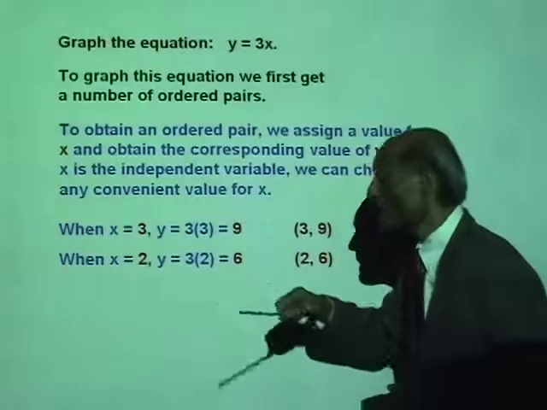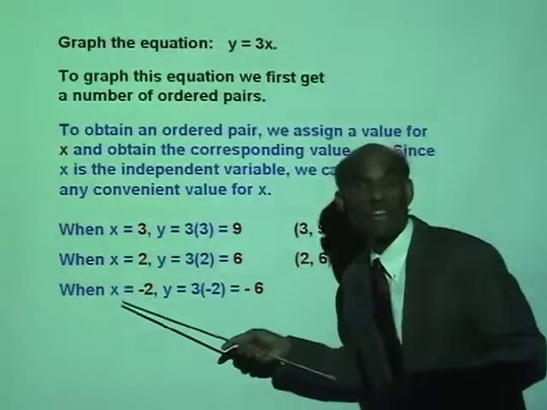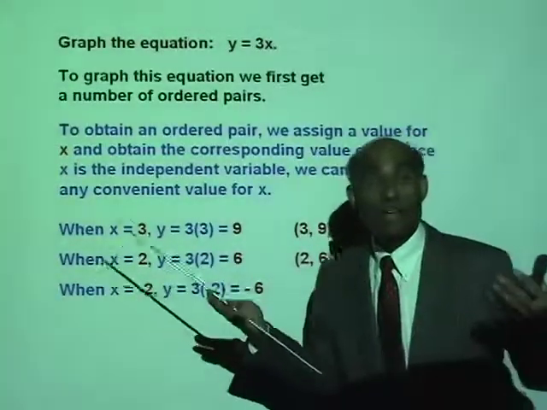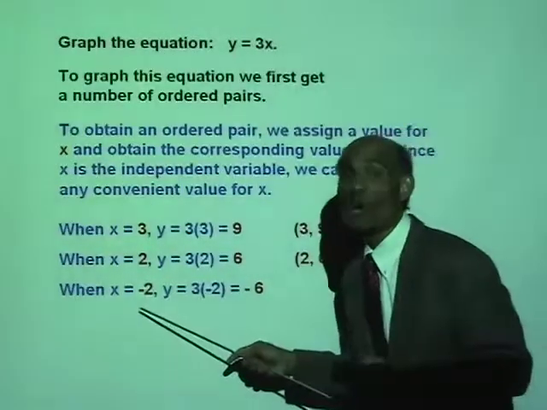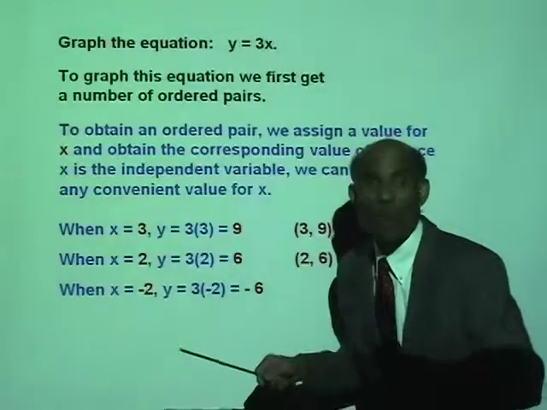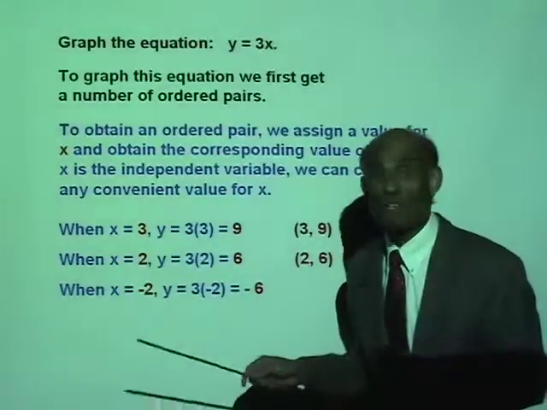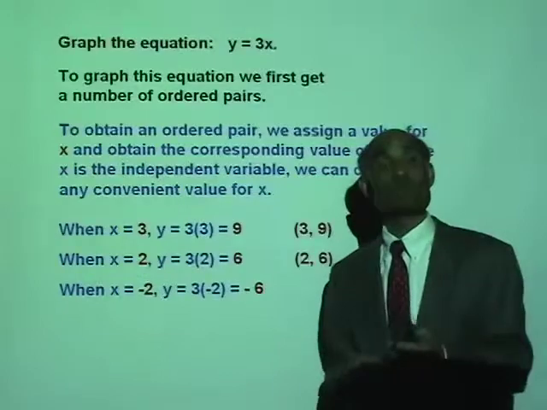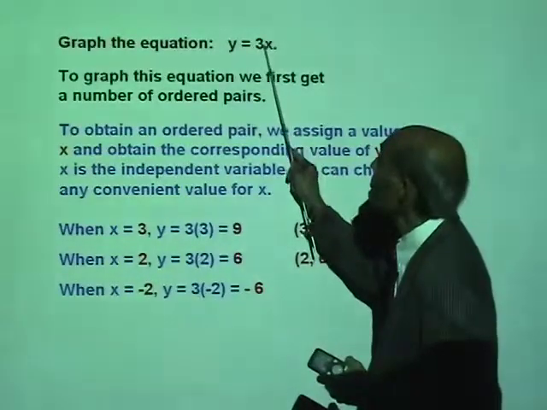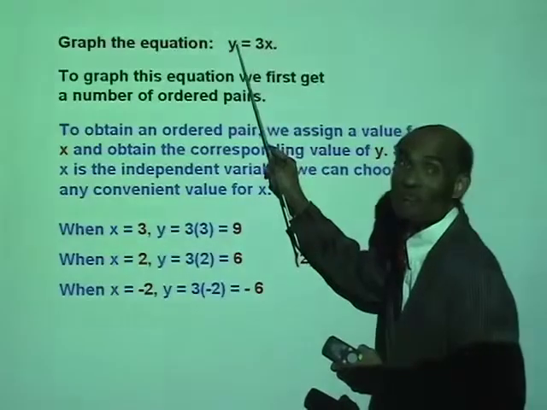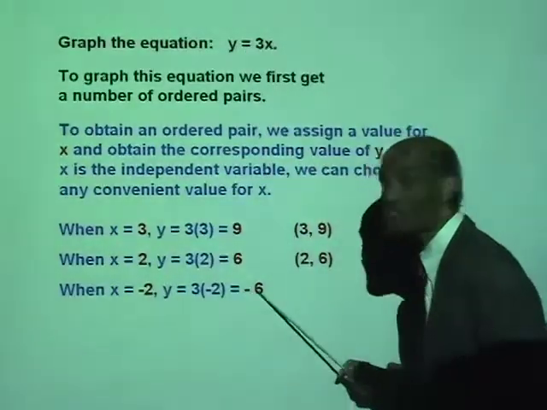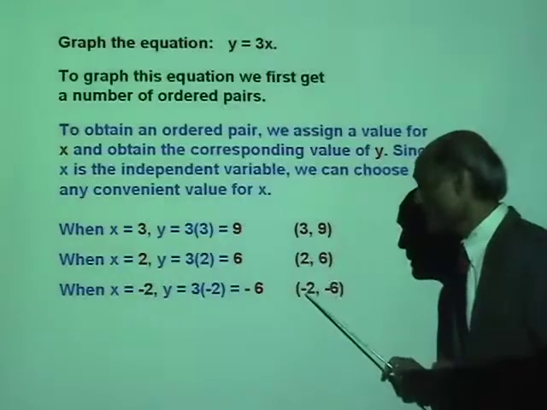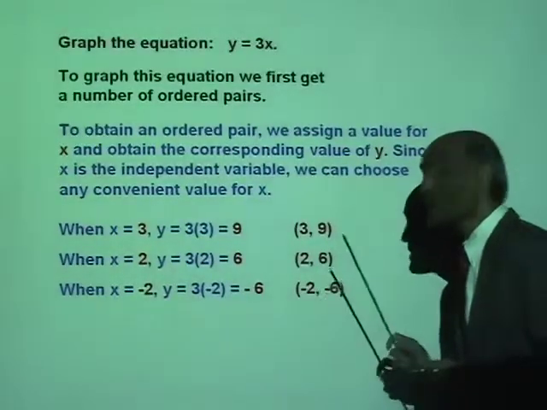Okay, let's choose another input value. This time I chose x equal to negative 2. Well, is it possible? Yes, input can have any value, but it may not have any physical meaning. You cannot walk negative 2 kilometers. But in the equation, it is possible for us to use an input x equal to negative 2. Tell me, when x is replaced by negative 2, what will be the value of y? It will be negative 6. 3 times negative 2 is negative 6. What is that ordered pair? When x equal to negative 2, y equal to negative 6.